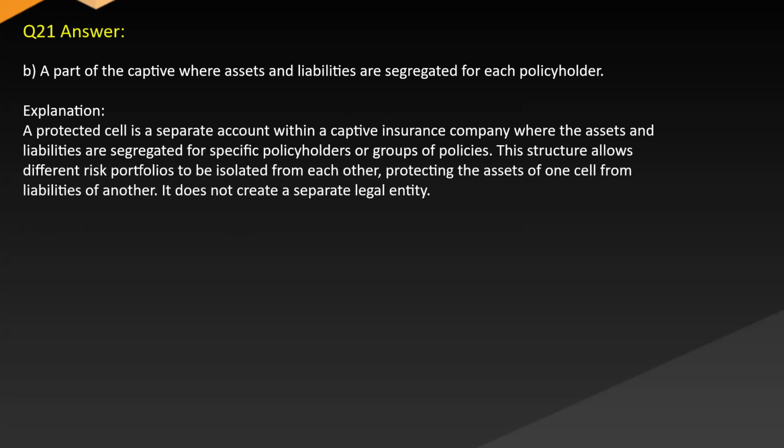Answer: B. A part of the captive where assets and liabilities are segregated for each policyholder. Explanation: a protected cell is a separate account within a captive insurance company where the assets and liabilities are segregated for specific policyholders or groups of policies. This structure allows different risk portfolios to be isolated from each other, protecting the assets of one cell from liabilities of another. It does not create a separate legal entity.